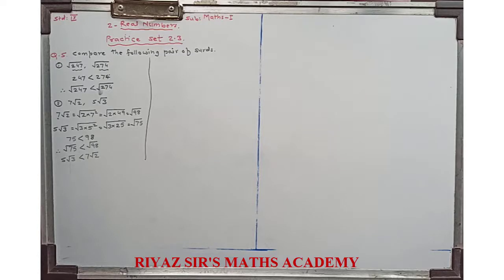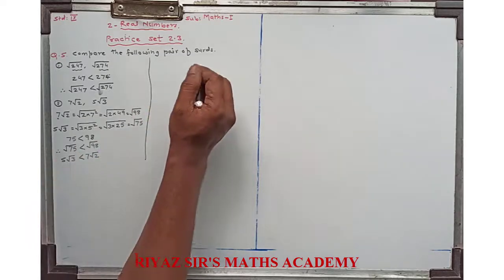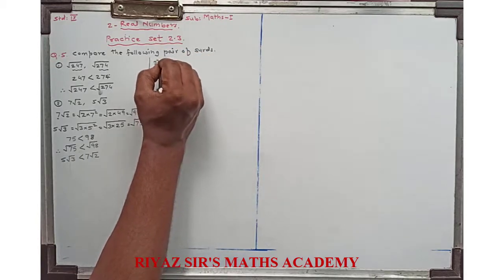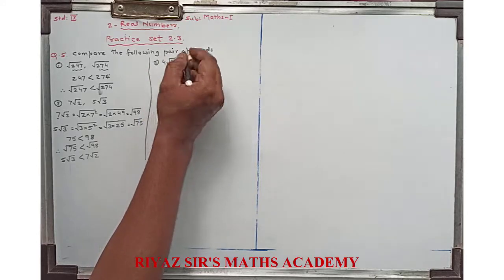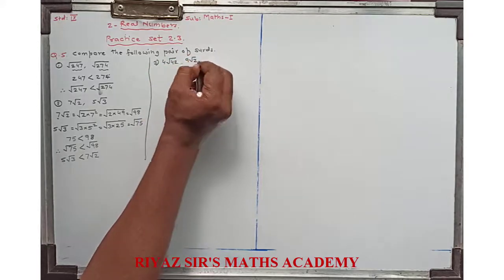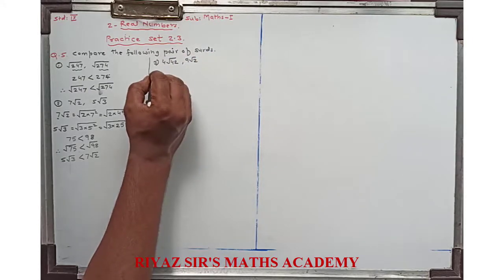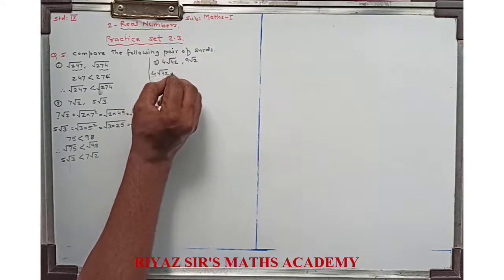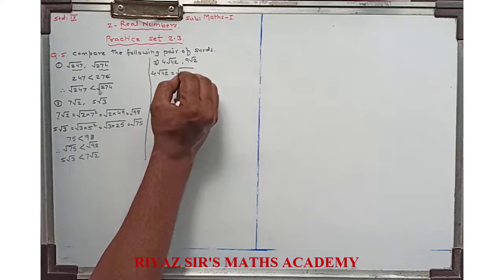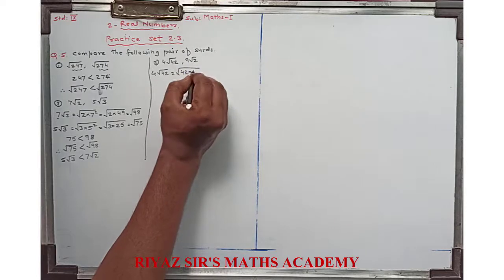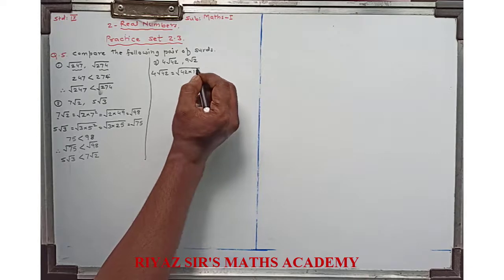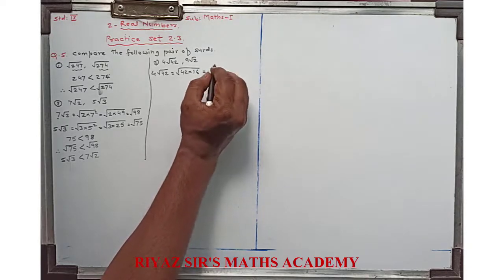Now next one is one more example I will show. The third example: 4 square root of 42 and 9 root 2. So we consider the first number as 4 square root of 42, that is equal to square root of 42 into, just take this 4 inside the root. So by taking square of that, we have to write here 4 square, that is 16. So 42 into 16 is nothing but square root of 672.